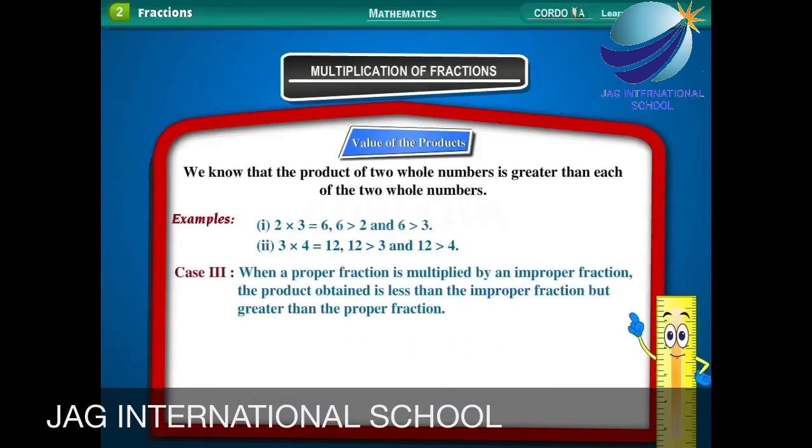Case 3. When a proper fraction is multiplied by an improper fraction, the product obtained is less than the improper fraction, but greater than the proper fraction.